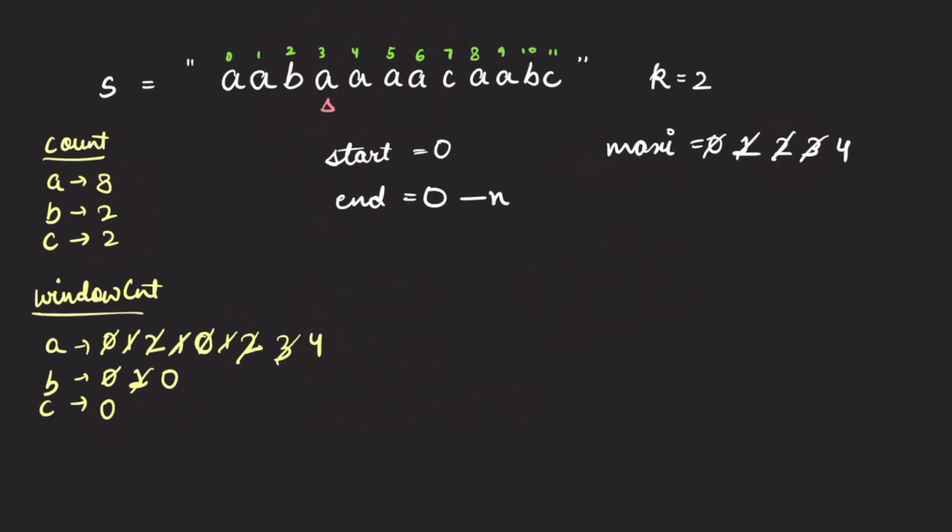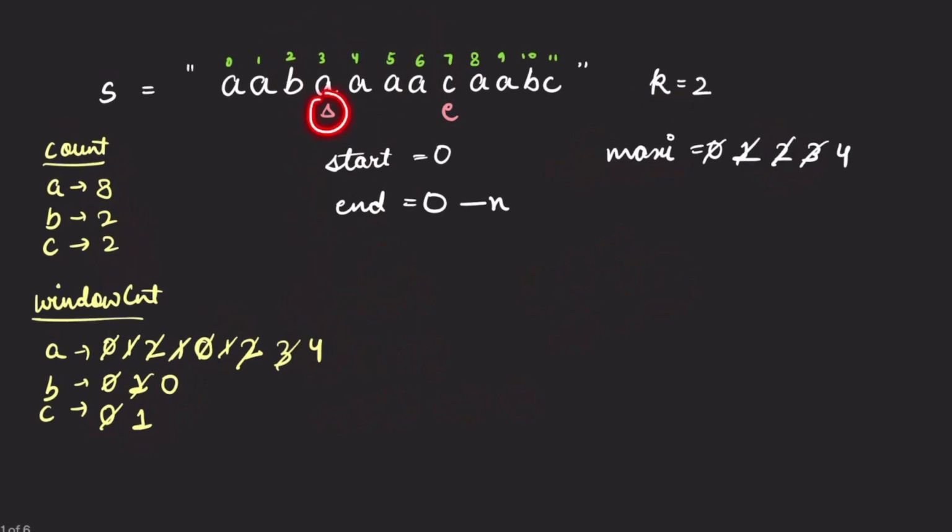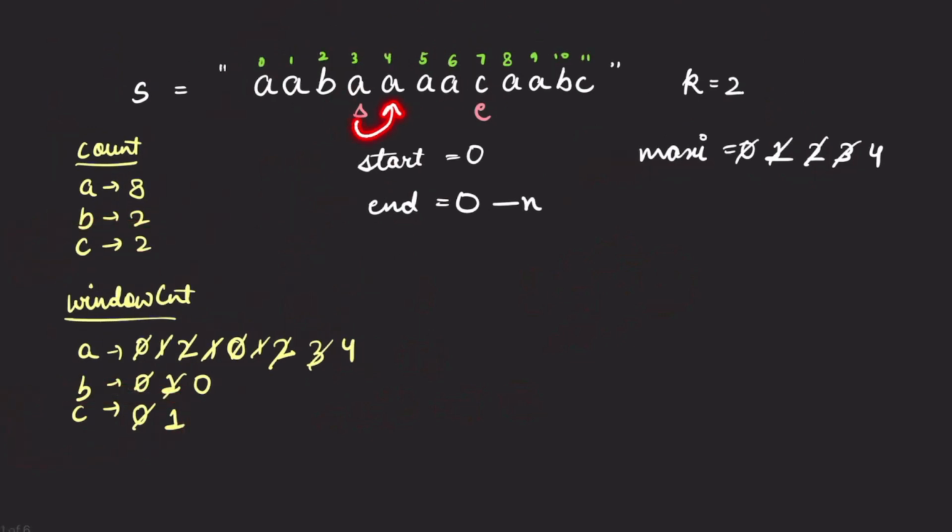And then end will move forward, end will come here. Now it is C, so the count of C will become 1. Now it is going to violate the condition: 2 minus 1 is 1, which is less than k. Then that means now we should shrink our window. So we will move our start towards the right until this condition is satisfied. We will move this start from here and then here and then here and then here and then again here. So what will happen is, this was count 4, so the count of A will become 0 and the count of C will also become 0.